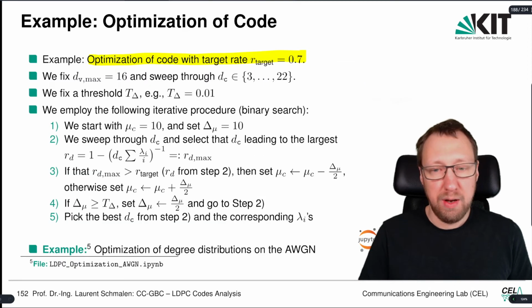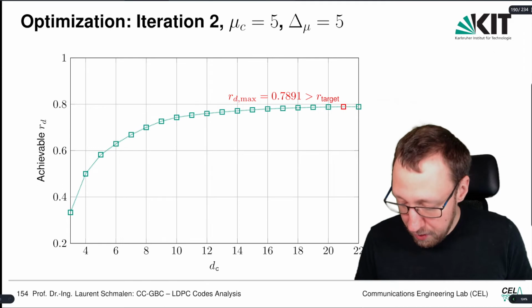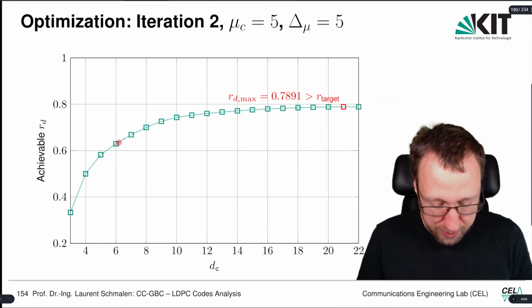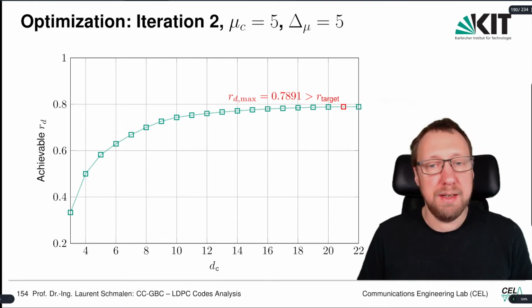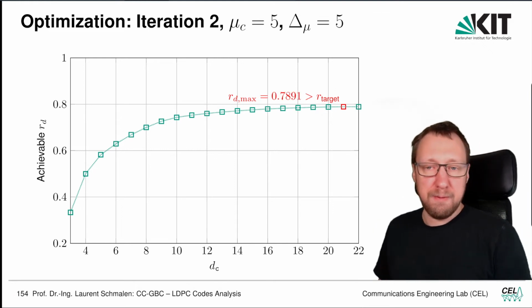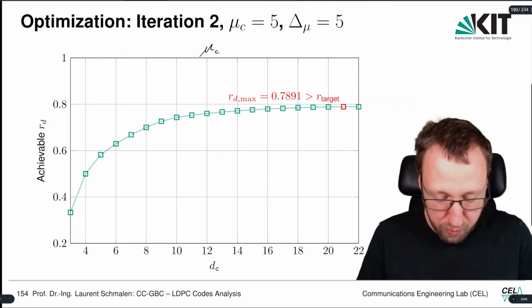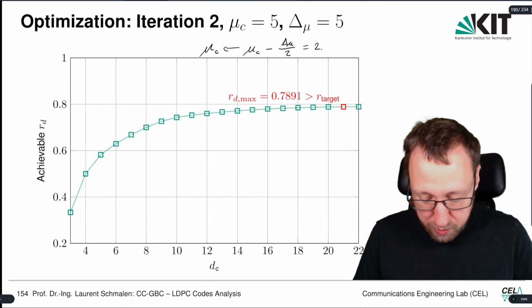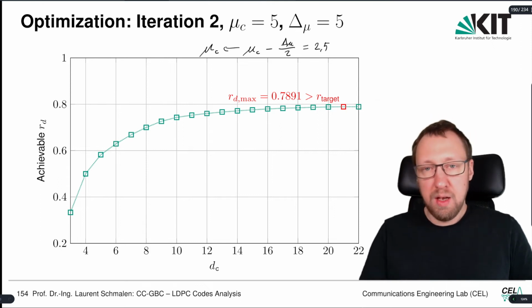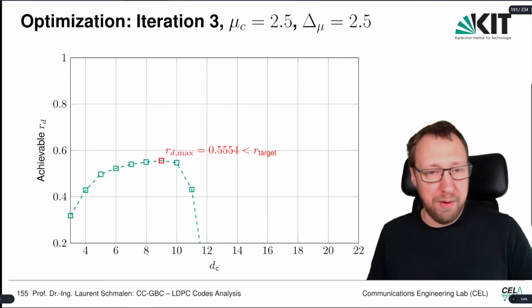So I repeat the same thing. 5. And here you can see the discrete points of our optimization. And you will find that now we get a RD max of 0.789. Again, larger than our target rate. So again, what we do is mu c becomes mu c minus delta mu divided by 2. So this becomes 2.5. So we repeat the same for 2.5.